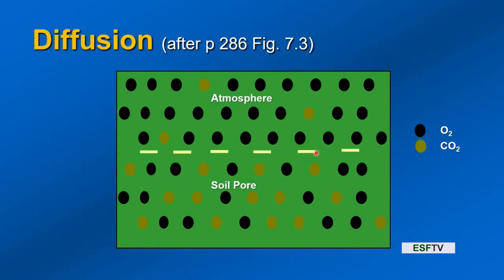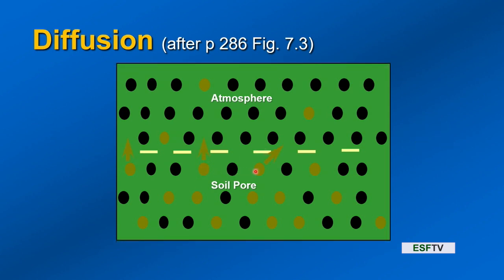In the text, there's a picture on page 286, figure 7.3, that shows a cartoon of the atmosphere and the soil. Here's the soil line, the soil surface. In the atmosphere, the concentration of CO2 relative to O2 is small CO2, a lot of O2. In the soil, the concentrations of oxygen are lower, and the concentrations of CO2 differ too. But now, how do these gases move from one place to the other? It's by diffusion. Diffusion is the flow in response to a gradient.